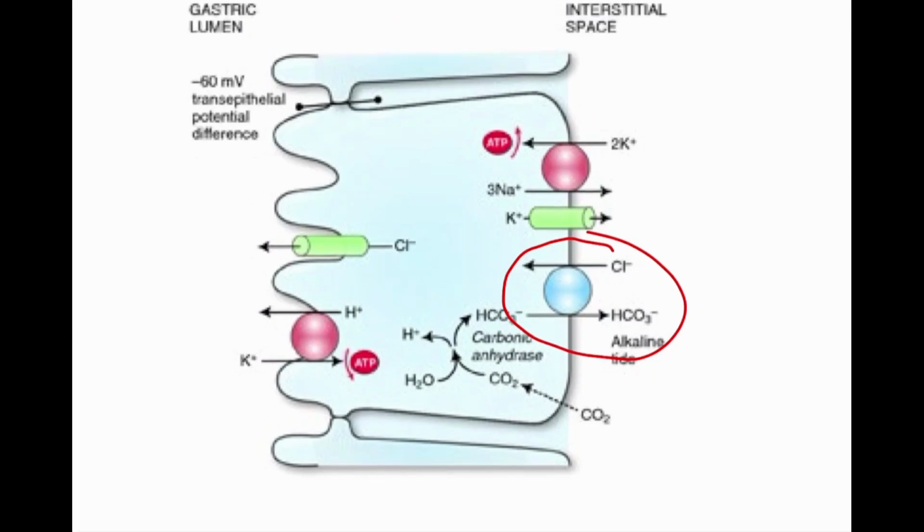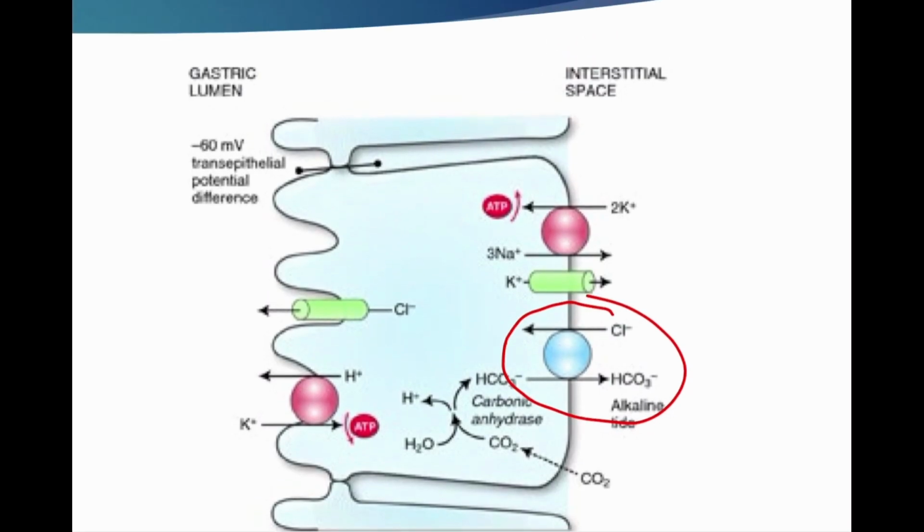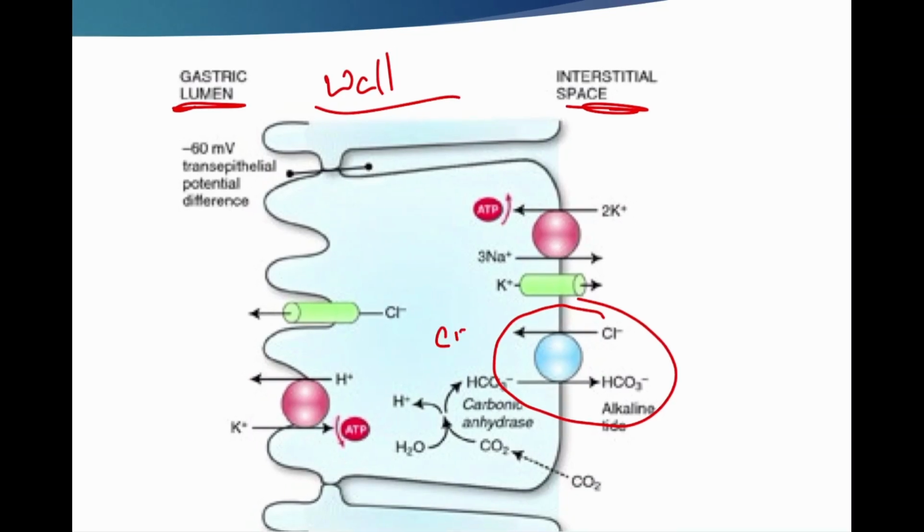Chloride comes in. This is the gastric lumen, and we have the interstitial space, and this is the wall of the cells. I have all the cells in it. So this alkaline shift, or chloride shift, brings the chloride in, which then goes through that channel to get the chloride in there. That's all that does with the chloride.